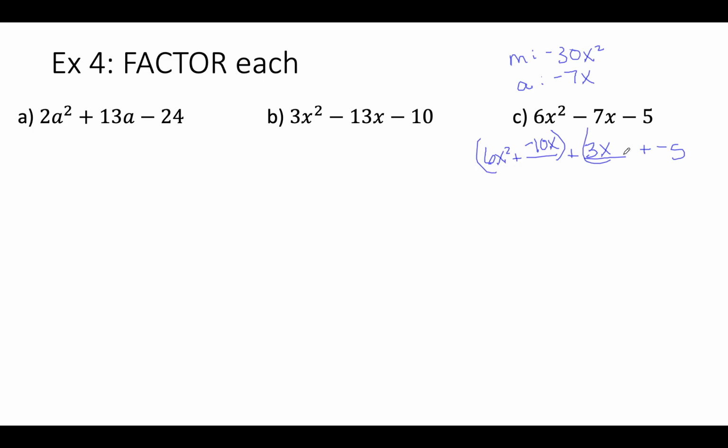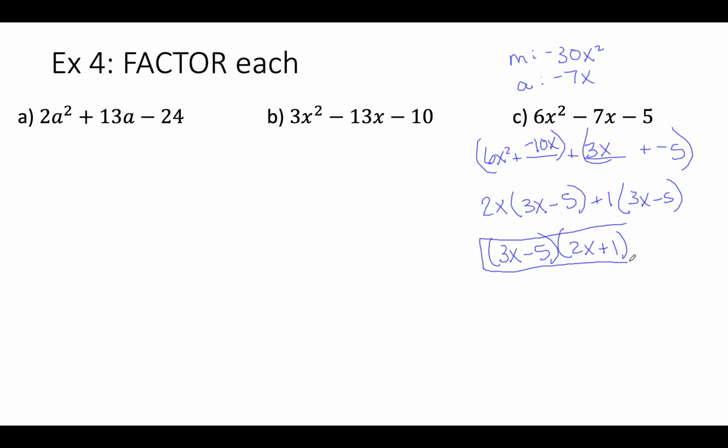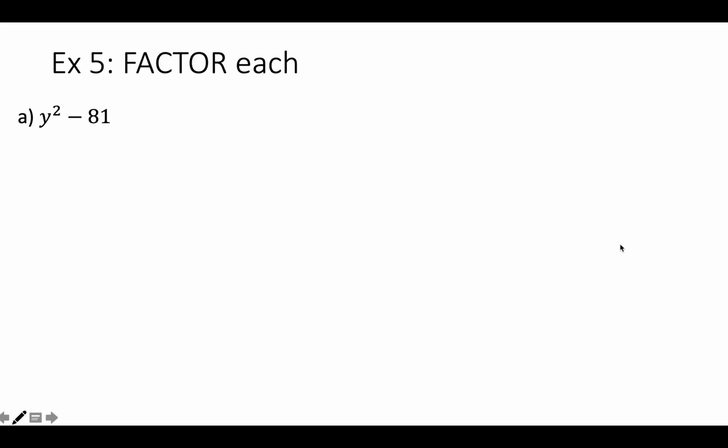We can group these two. These have a common factor of a 2 and an x. You end up with 3x minus 5. These would have a 1 in common, so you end up with 3x minus 5. So your answer would be 3x minus 5 times 2x plus 1. So there would be your answer for that one. All right, one more example.